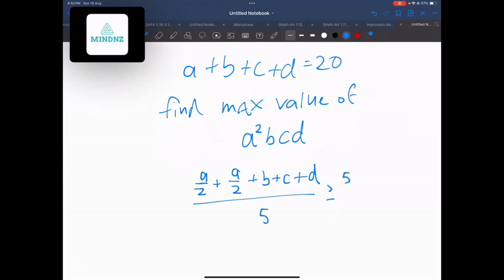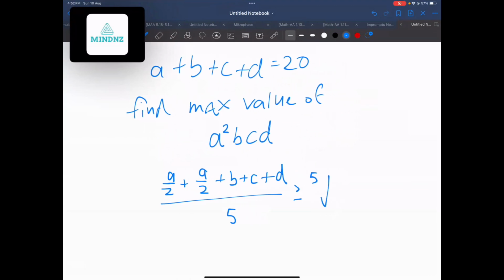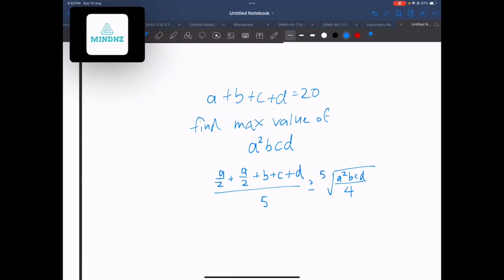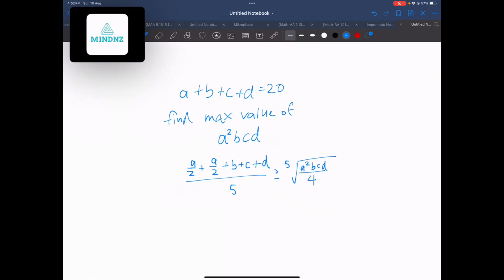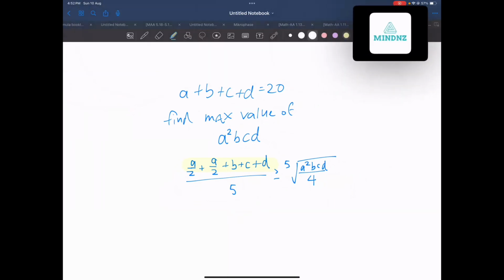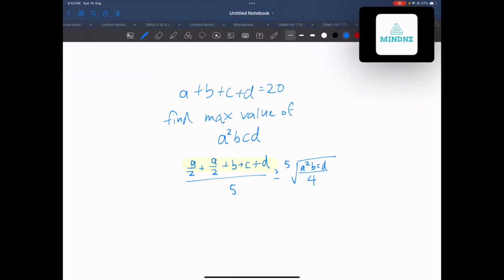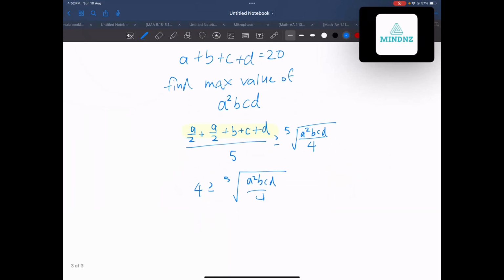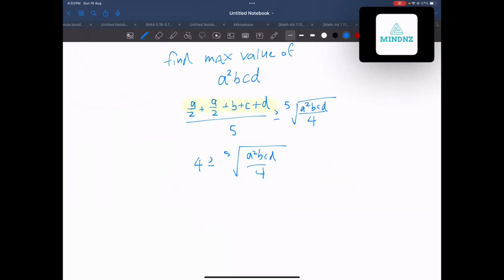And then that should be greater than or equal to the fifth root of a squared b c d divided by 4. Now we should be able to solve, right? Because this thing on the numerator sums to 20. So we have 20 divided by 5 on the left-hand side, which gives us 4. And we know that 4 is going to be greater than or equal to the fifth root of a squared b c d divided by 4. Solving for that, so what's 4 to the power of 5?